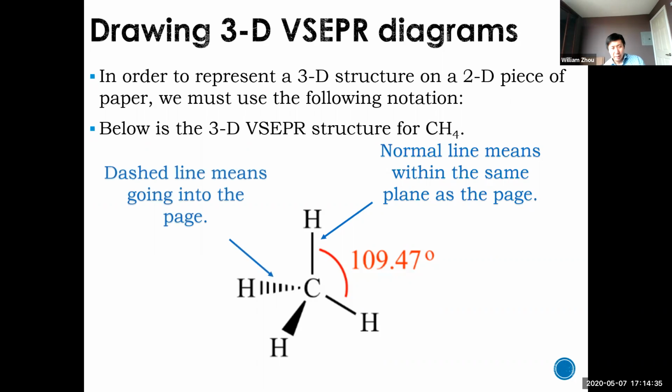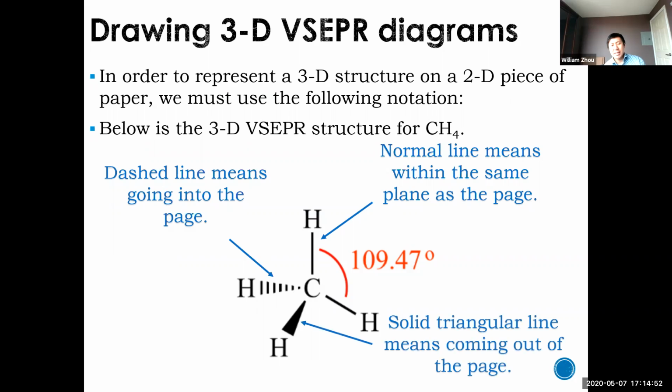Now, what about the other ones? The dashed line means that whatever is attached to it is going into the page. So now this is not in the same plane as those two solid lines. It is pointing inwards into your computer screen. And the solid triangle means it is coming out of the page. So now you have a three-dimensional representation of your molecule. Does that make any sense?